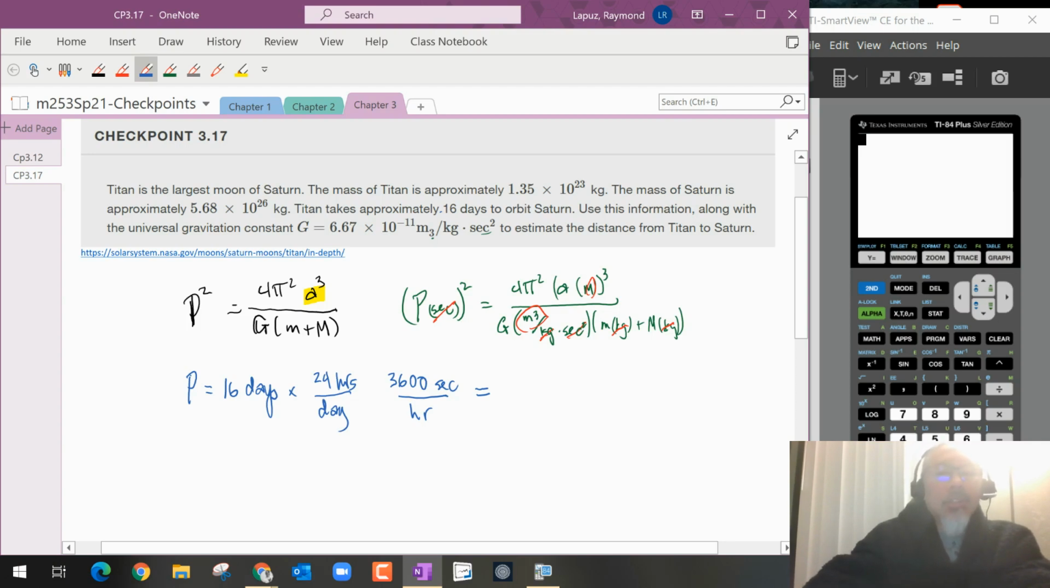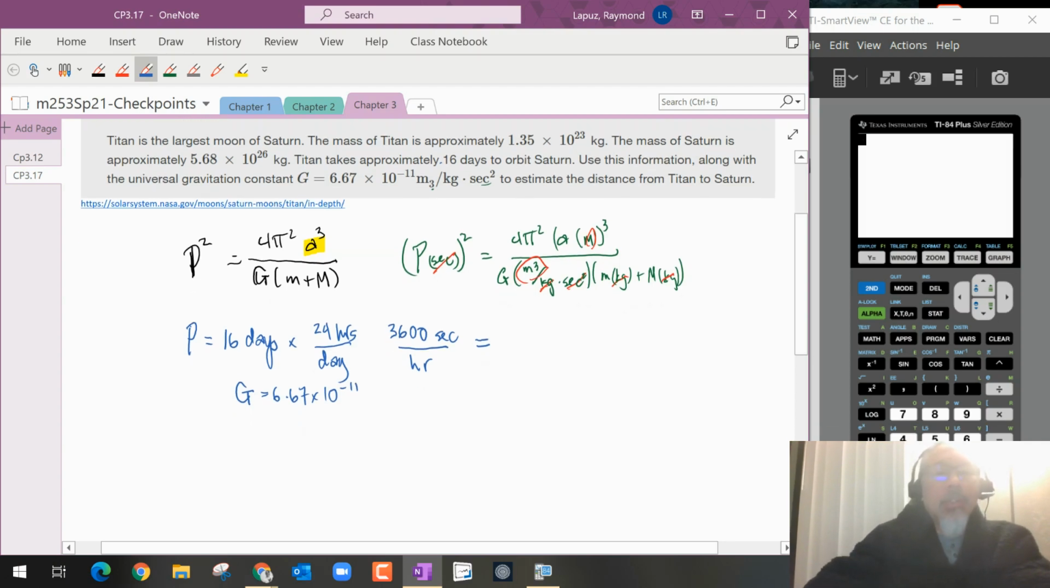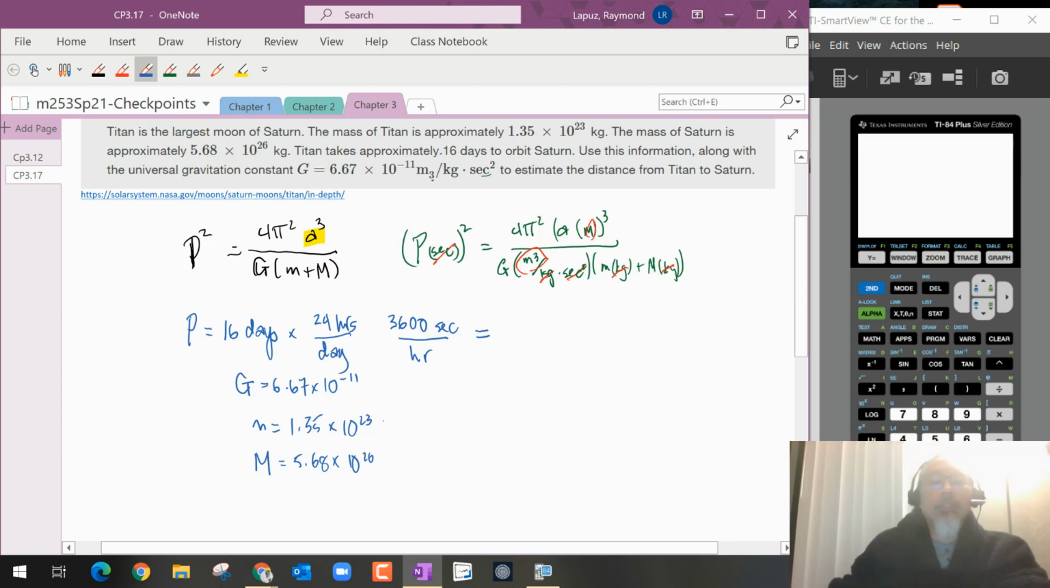Our G is the gravitational constant. It's already given. Let's just rewrite it. G is equal to 6.67 times 10 to the negative 11th power. And the units are already taken care of, so let's not worry about the units. The little mass for Titan is 1.35 times 10 to the 23rd kilograms. The big mass for Saturn is 5.68 times 10 to the 26th kilograms. And I think that's it. And then we just need to worry about pi and all that stuff.